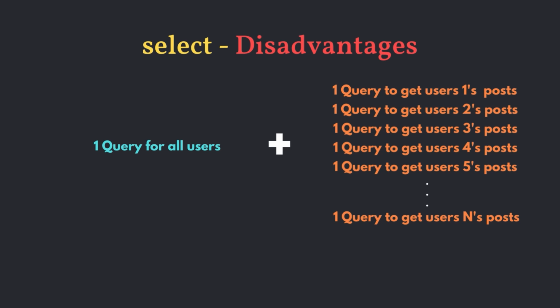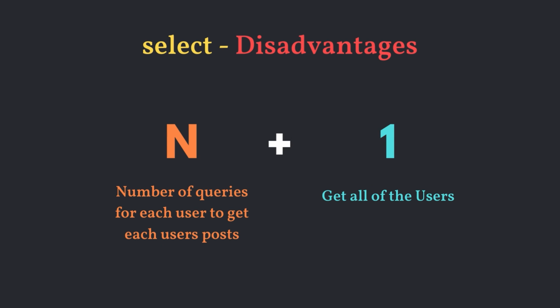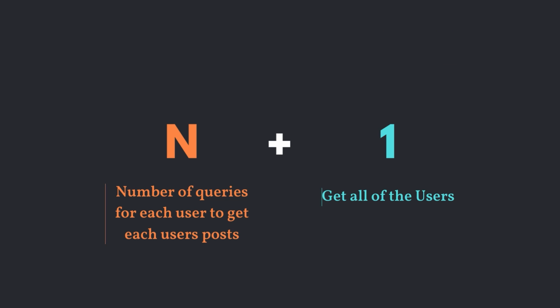There is a downside to this where it can result in one query to fetch all of the users if you're getting more than one user, and then an additional query for each user to fetch their posts if you're trying to access the posts of each user. This can lead to n+1 queries, n being the number of queries to get the posts for each user, and then the +1 for the initial query to get all of the users. This wouldn't be ideal in a social media application with a lot of users and a high volume of posts.